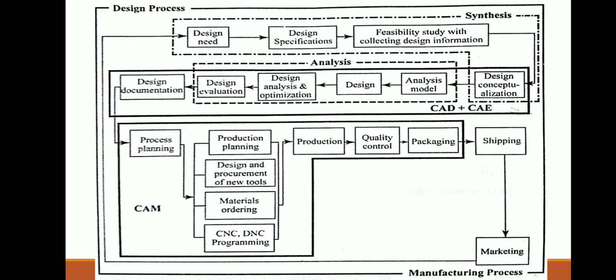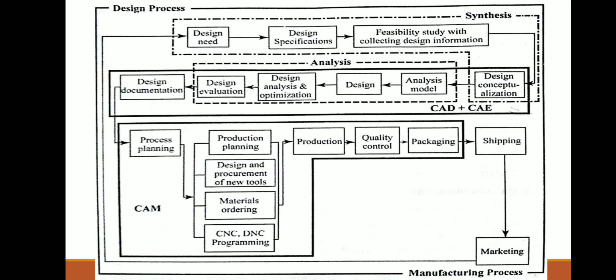In manufacturing, the initial process is called process planning. In process planning we have to depend upon the market requirement. We have to decide the production planning, design and procurement of new tools, any special tools needed for that particular design, then material ordering, then machine programs. These things we have to decide. Production planning means which machine we are going to utilize to make this component, which operator, and how many shifts we have to run. Those things we decide during production planning.